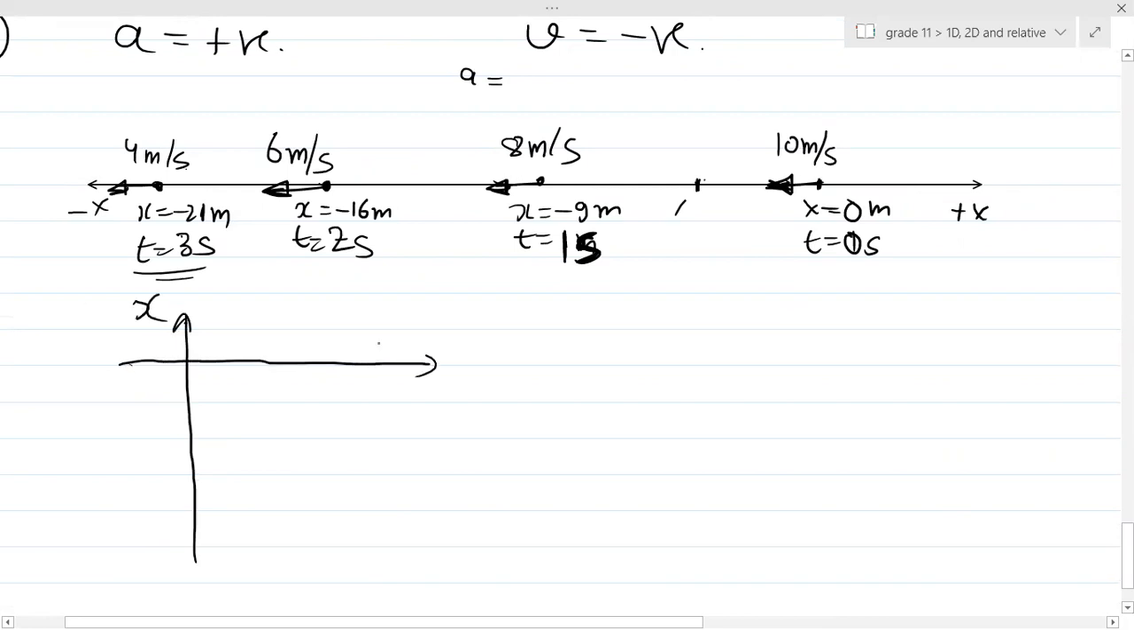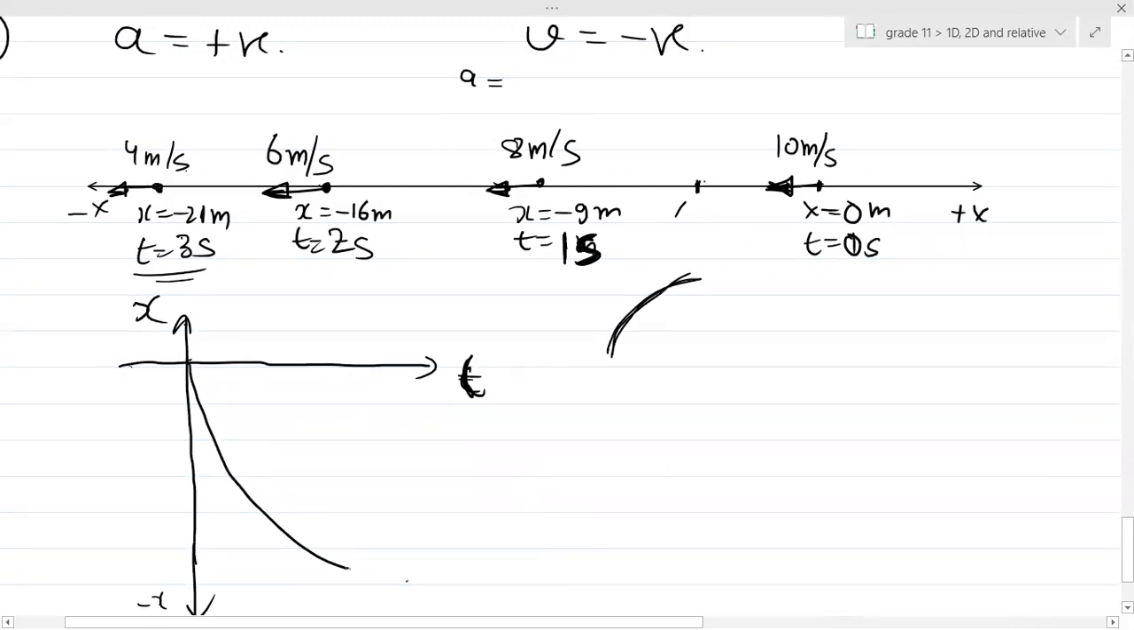This is the positive x-axis, this is the time axis, and this is the negative x-axis. So the graph looks like this. See, initially the graph was like this, right? In this case, the graph will be like this. Is this clear? So this will be the xt graph.